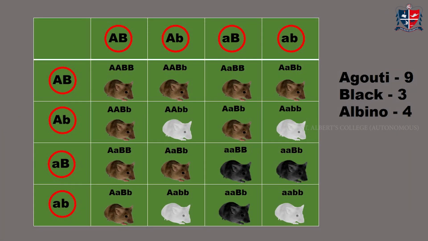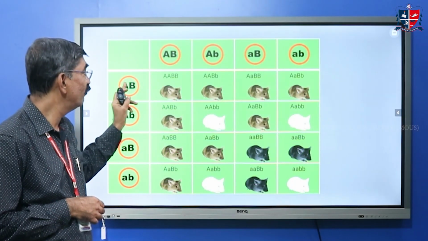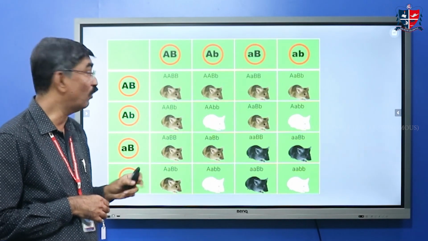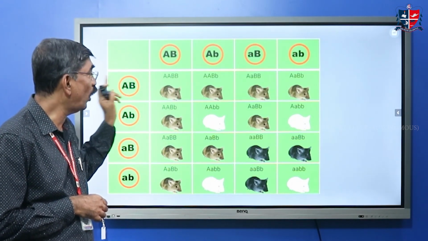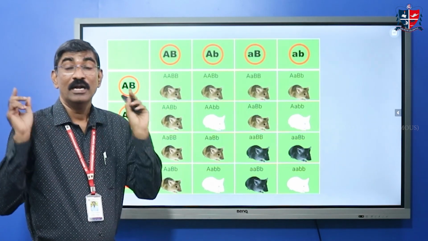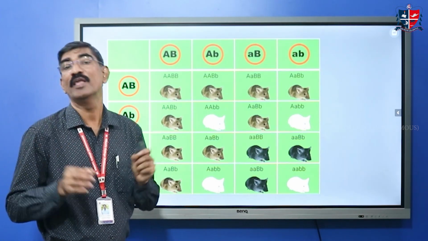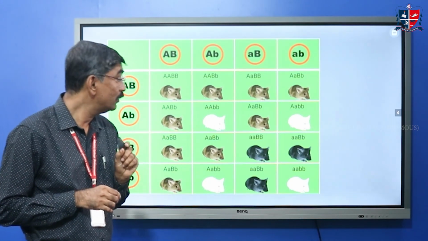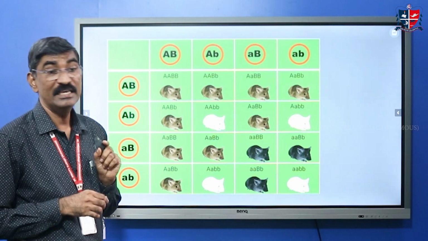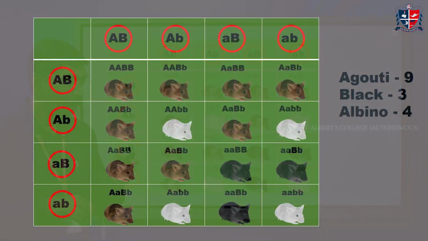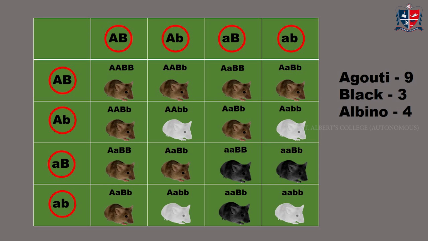Let us count all these phenotypes. First of all, we will count the number of agouti phenotypes. Out of the 16 you can see 1, 2, 3, 4, 5, 6, 7, 8 and 9. So 9 out of the 16 are of the agouti phenotype, and 4 out of the 16 are albino, and finally 3 are black. So agouti 9, black 3 and albino 4.